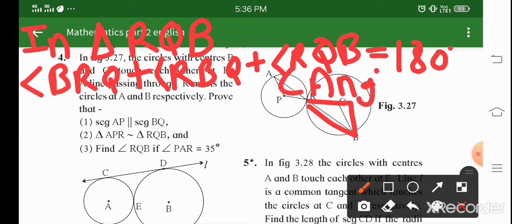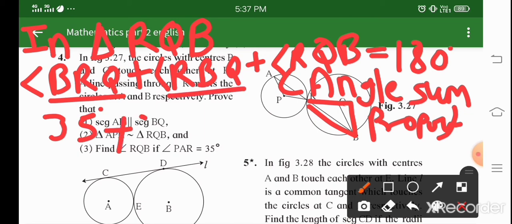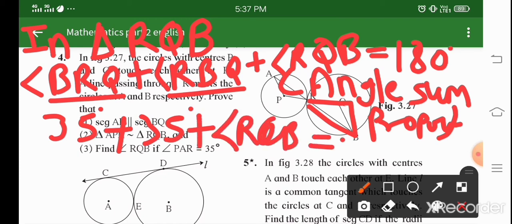Angle sum property. Okay, this theorem we have used over here. Now we have the value of this BRQ, that is 35. This is 35, and that value RQB we have to find out. So RQB, just write as it is. RQB is equal to 180.